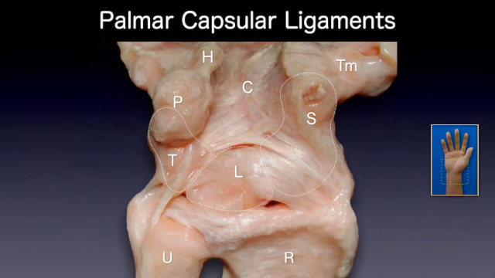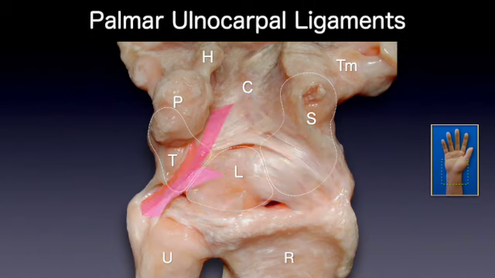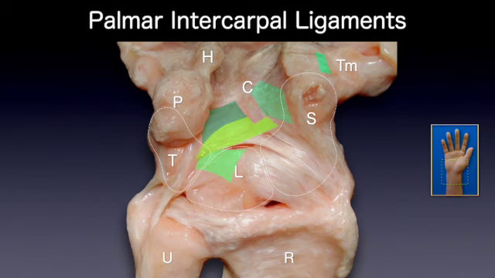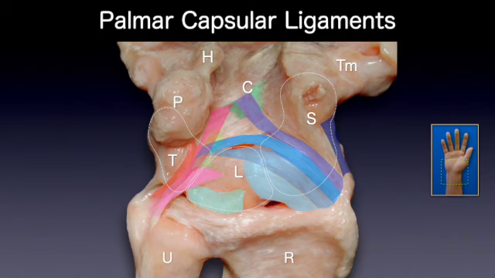The palmar capsular ligaments are classified into three groups: the radiocarpal ligaments that connect carpal bones to the radius, the ulnocarpal ligaments that connect carpal bones to the ulna, and the intercarpal ligaments that connect carpal bones together. All these palmar capsular ligaments attach on the bones of the proximal carpal row, directly or indirectly.